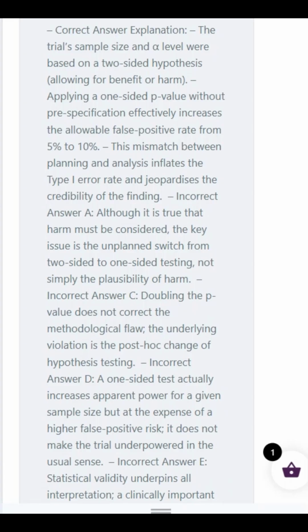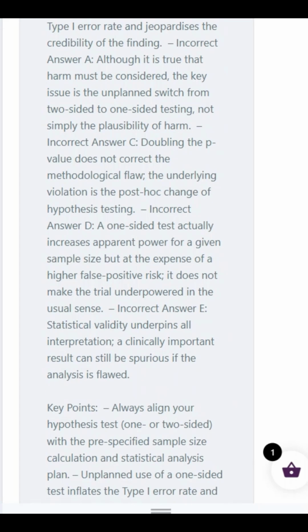This mismatch between the planned analysis and the reported results inflates the risk of a type 1 error, meaning the finding may be a false positive. This undermines the credibility of the trial's conclusion. Let's quickly review the other options. A is partly true. Harm must always be considered. But the key issue isn't just the plausibility of harm, it's the unplanned switch from a two-sided to a one-sided test. C is incorrect because simply doubling the p-value doesn't fix the fundamental methodological problem of post hoc testing.